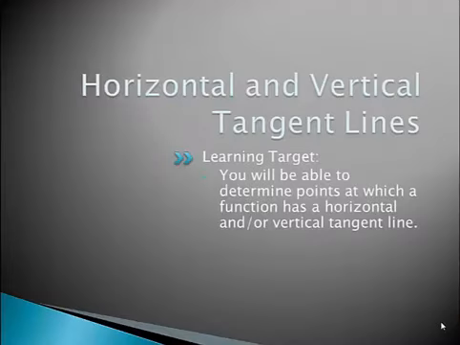Okay, we've talked about horizontal and vertical asymptotes. Now we're going to talk about horizontal and vertical tangent lines. So you're going to be able to determine at what particular point some function is going to have either a horizontal or a vertical tangent line. Remember, tangent lines are where the graph and a straight line intersect in one spot.